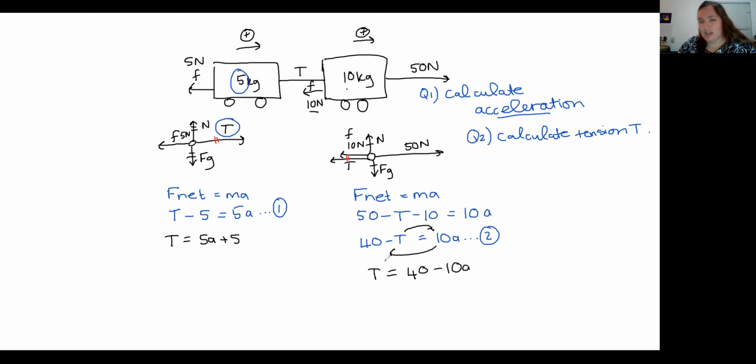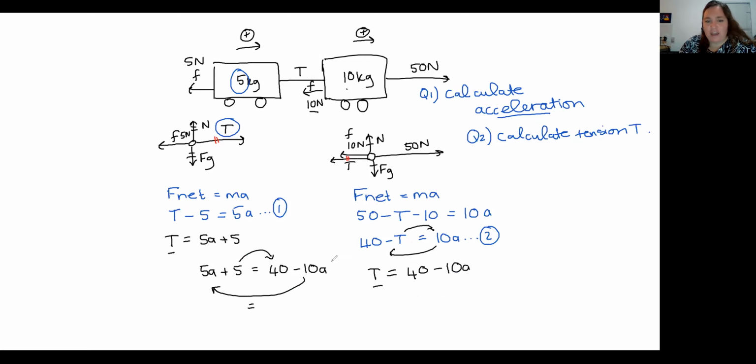I took the 10a to the left, which made it negative, and then I flipped the sides around because I like the subject of the formula on the left. From there, if this is equal to this, then 5a plus 5 is equal to 40 minus 10a. All constants to one side, all variables to another. So I'm going to move this that way and the a's to that side.